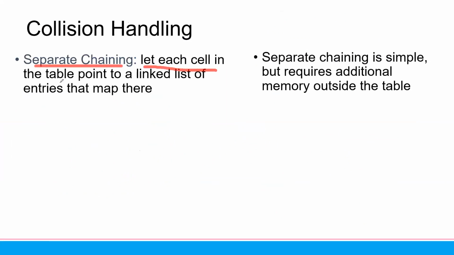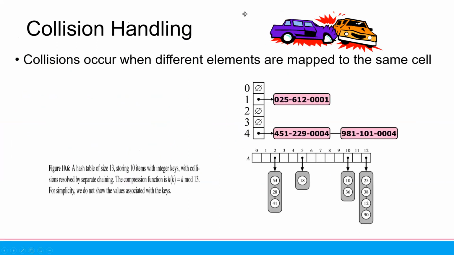Let each cell in the table point to a linked list of entries that map there. Do you still remember linked lists? So we can store the items. If 54 is first, then it will be the head. And then we can go to the next, and then to the next. So we can say this is a linked list, and this is the head, and this is the tail.